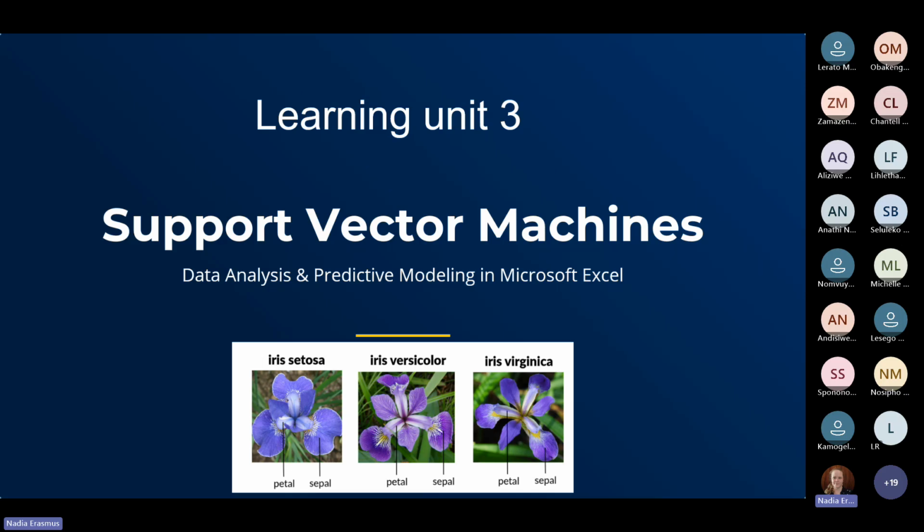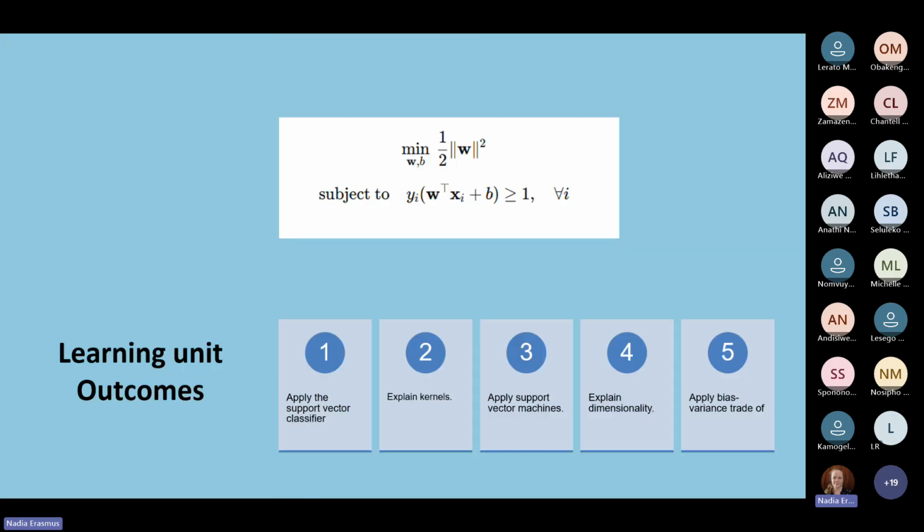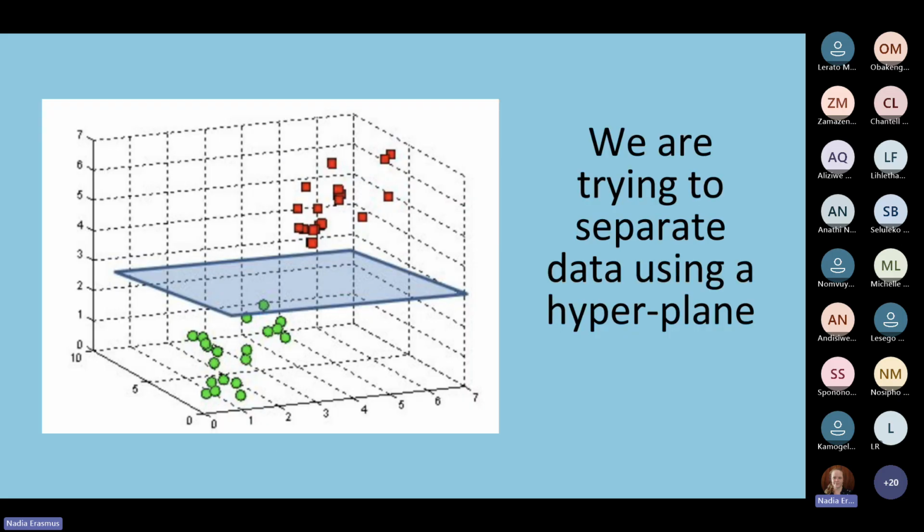Okay. So let's start. Support vector machine. So we're doing learning unit 3, and it's basically the support vector machine. It's the linear separation. So we're going to focus on applying support vector machines. We're going to explain the kernels, do some dimensional reduction, and then we're also going to apply the bias variance trade-off, or you guys are going to search up on it a bit as well.